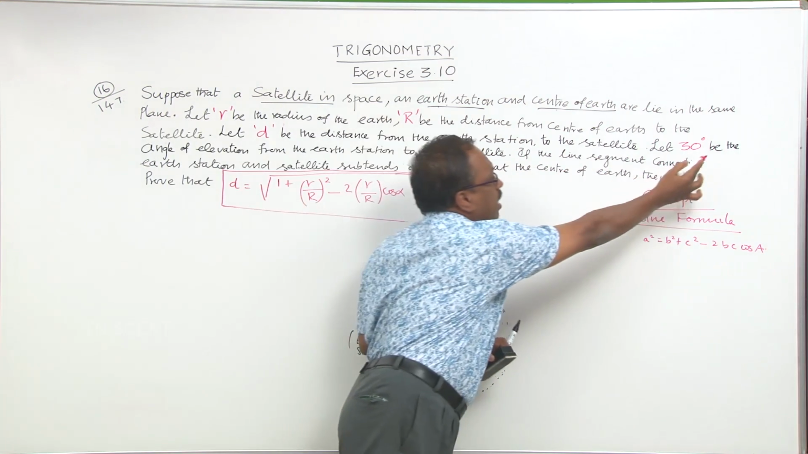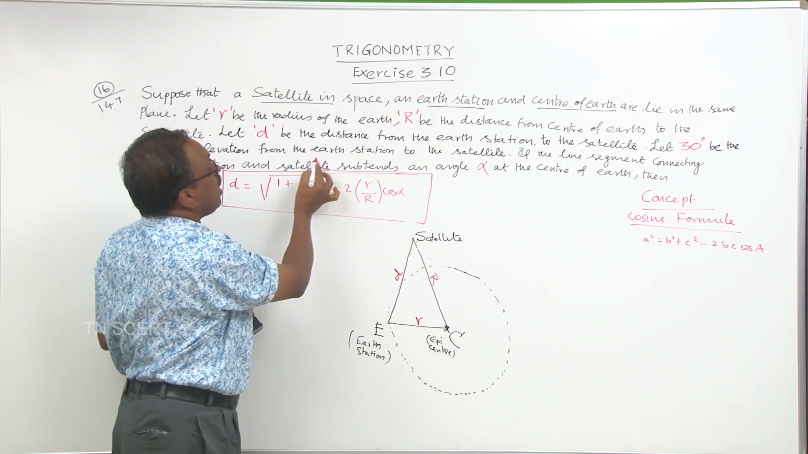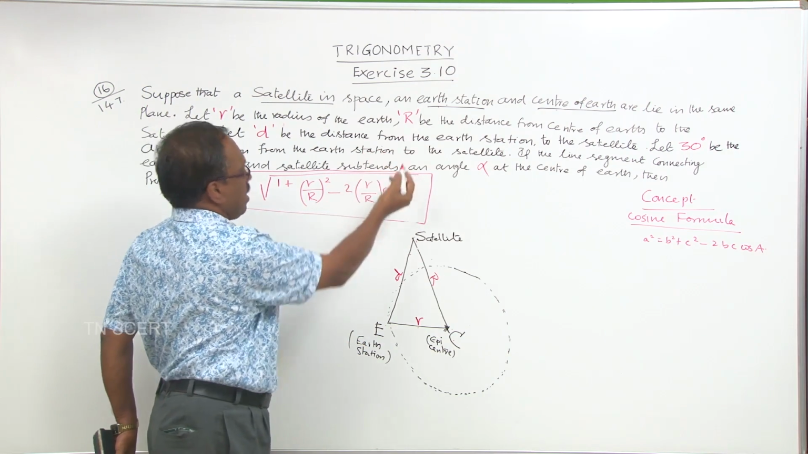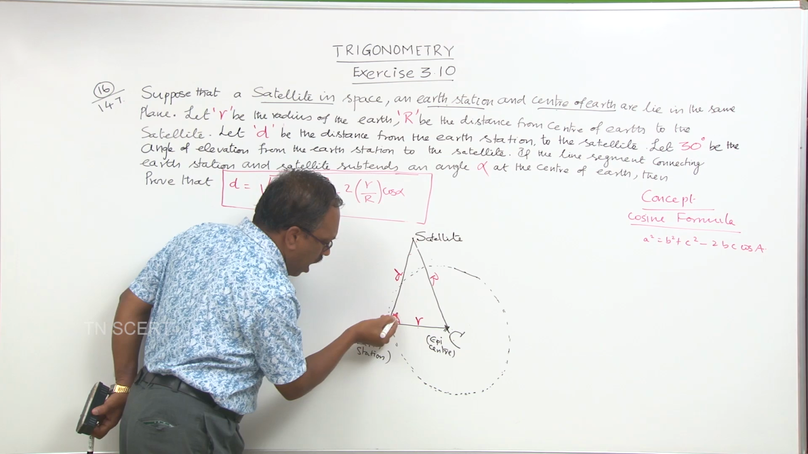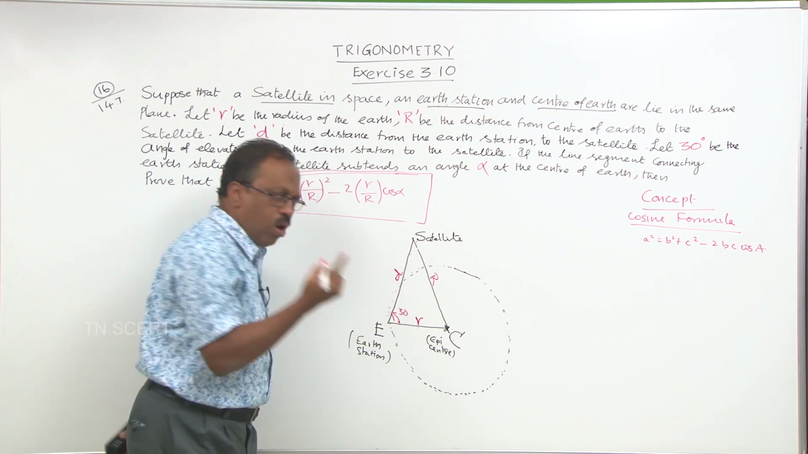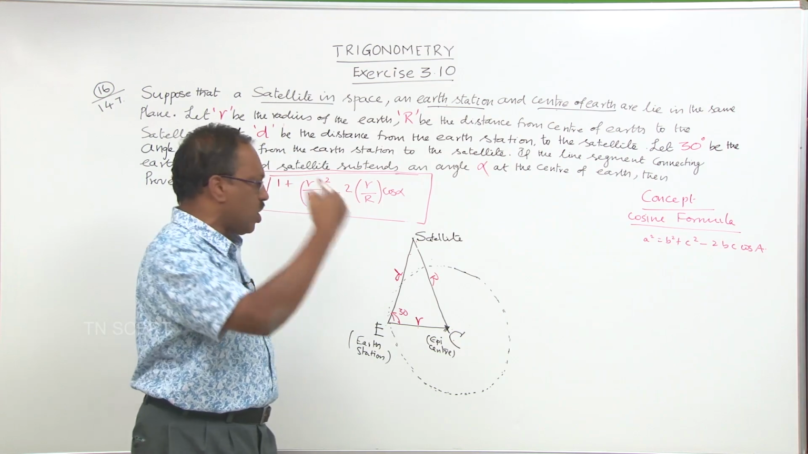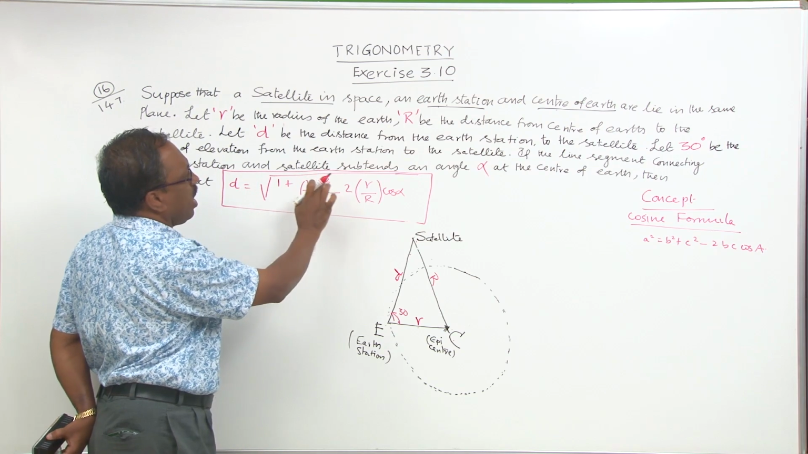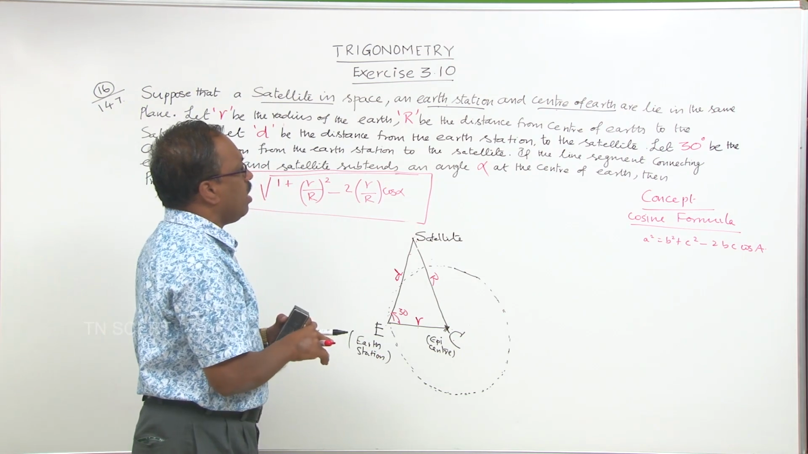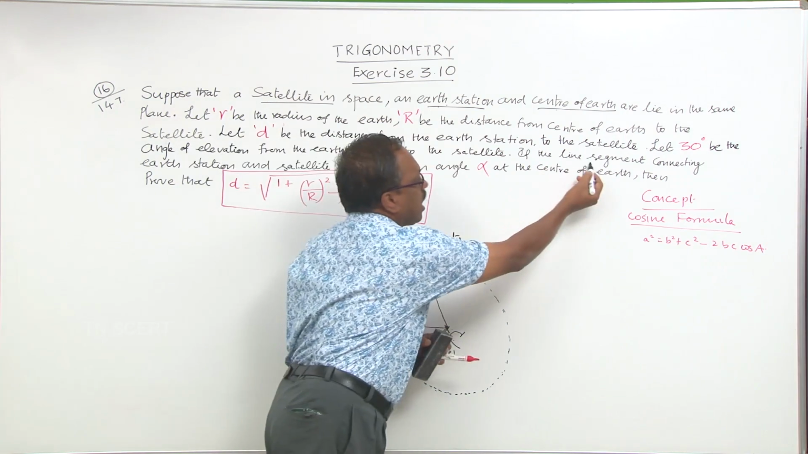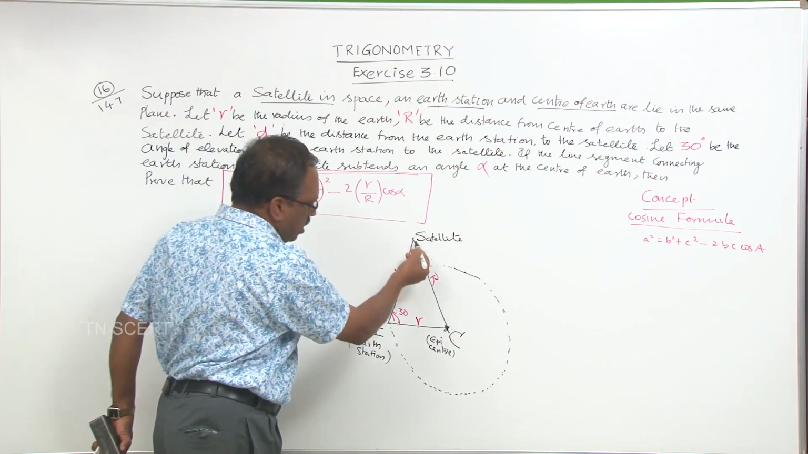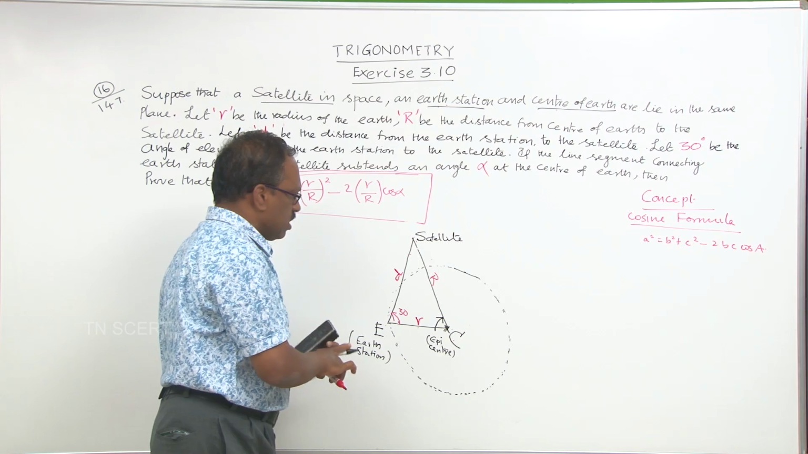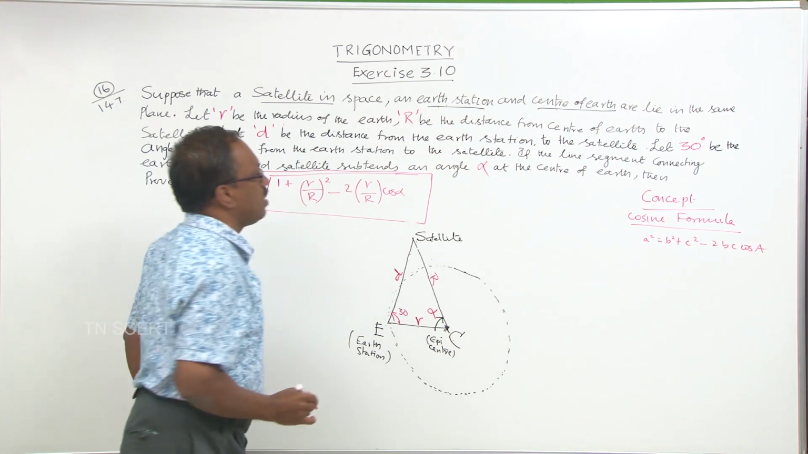And 30 degrees is the angle of elevation, angle of elevation, not depression, to the satellite. That means this angle is the angle of elevation. The angle of elevation we always take in the anti-clockwise direction, that is 30 degrees. The line segment connecting the earth station and the line subtend an angle, and one more angle is given: the line segment connecting the satellite and the center, which is alpha. This is alpha.